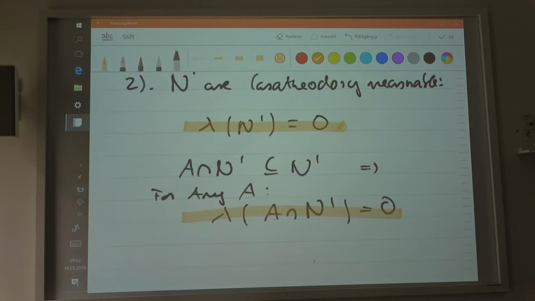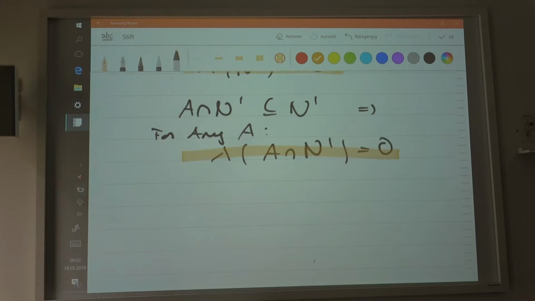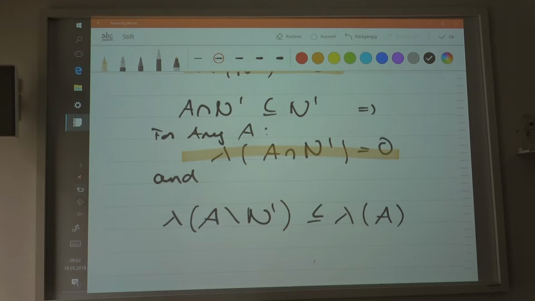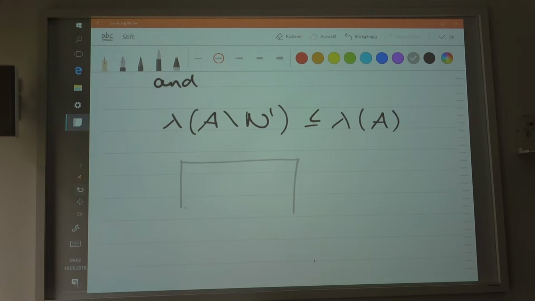Now guys, we have the following. That's the first part. Secondly, let me illustrate this: the image of the difference of any set A and N prime cannot be greater than the image of the set A. And why is that? Because of the sub-additivity property as well. You have seen this in the diagram. Suppose that this is a set A, and that is a set, let's say, N prime. Probably you see it better. The area of this set here cannot be greater than the area of this set, which is a difference.